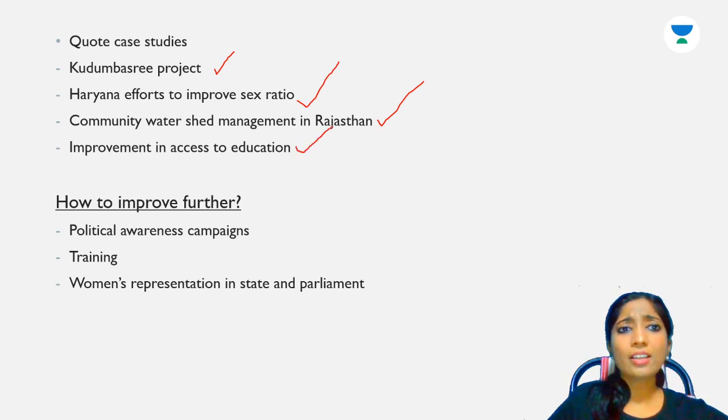So women are coming up, however it is not at a very fast pace, that is what you need to say. So how to improve further? As a conclusion, you can talk about training to be given, political training, political awareness to be given to women, and how to improve the women's representation in state and parliament. Like that, you can give the conclusion.